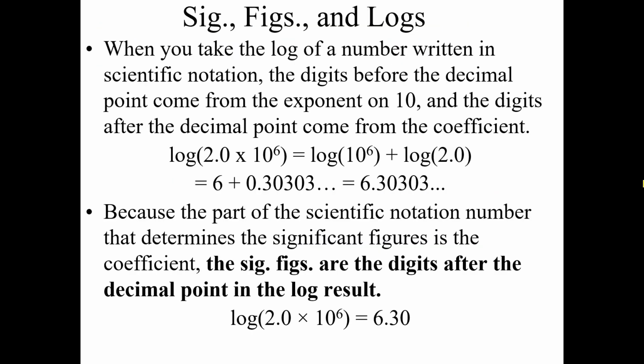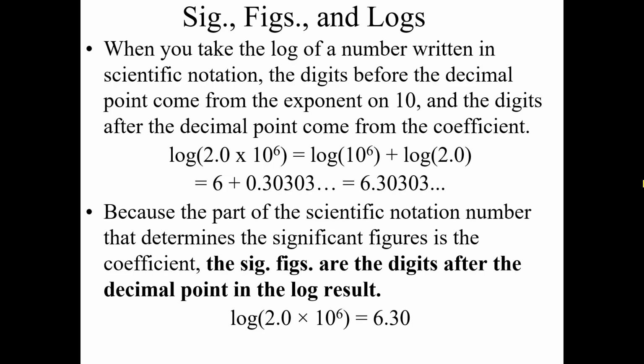Hold on. Here we go. Take a moment to read through this. I'll read it along, but just want you to try it out. When you take the logarithm of a number written in scientific notation, the digits before the decimal point come from the exponent on the 10, and the digits after the decimal point come from the coefficient.